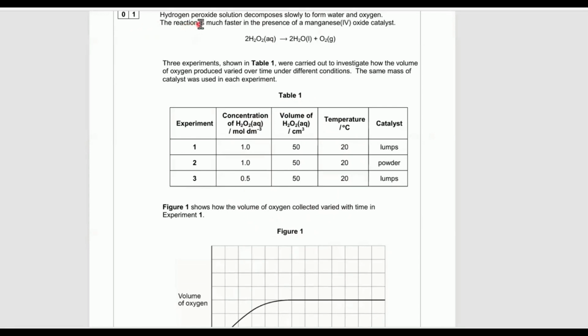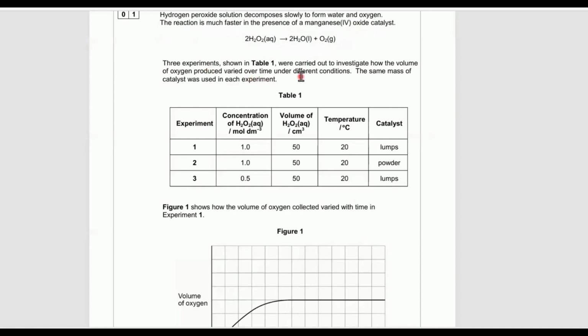Question one: hydrogen peroxide solution decomposes slowly to form water and oxygen. The reaction is much faster in the presence of a manganese(IV) oxide catalyst. We've got the equation: 2 molecules of hydrogen peroxide, aqueous, break down to form 2 water molecules, liquid, and 1 oxygen molecule, gas.